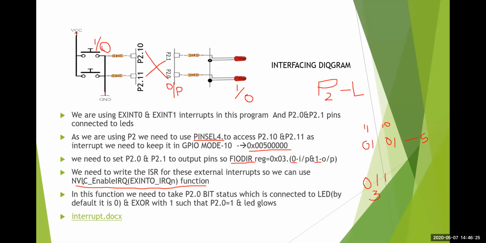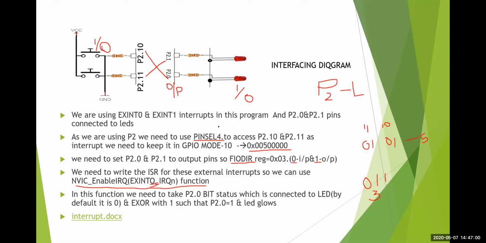Here NVIC stands for non-vectored interrupt controller, enabling the interrupt request control with respect to external interrupt 0. This function is with respect to the ISR routine of external interrupt 0. If I want to write it with respect to external interrupt 1, then it will be EXTINT1. I just need to change this number, and the rest of all the things will be in the same manner. If I'm using 2 external interrupts, then I need to write 2 ISR routines here.